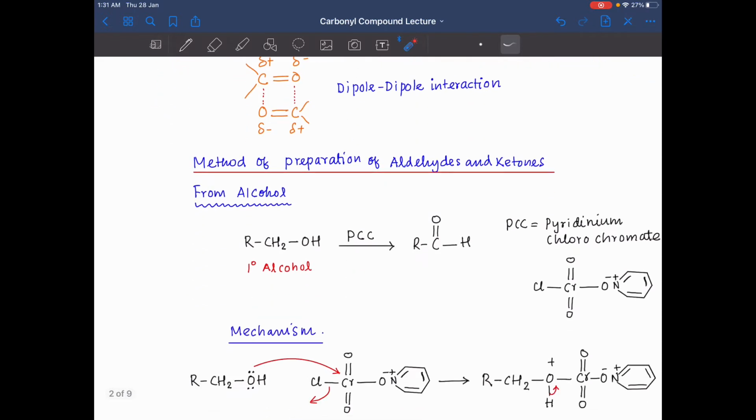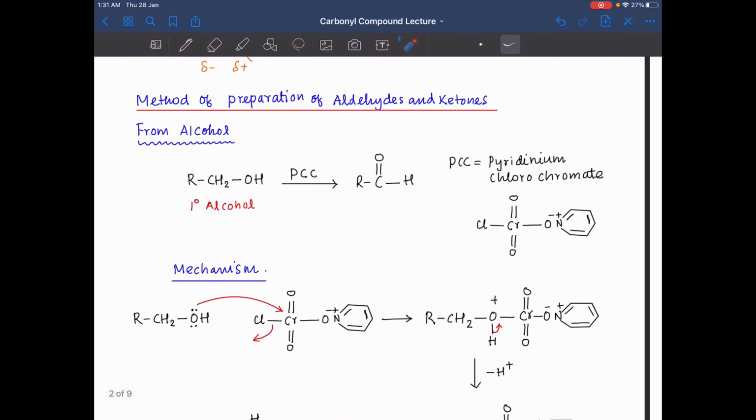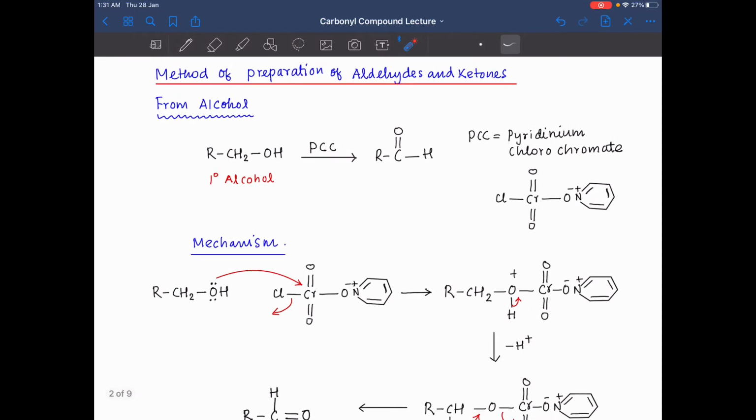Now we are going to study the various methods of preparation of aldehydes and ketones. The first one is from alcohol. From alcohol we can easily produce carbonyl compounds, ketone or aldehyde. So this is a 1 degree alcohol. If we oxidize this alcohol, we'll get aldehyde. A 1 degree alcohol, after oxidation, will give aldehyde. You can see that there is a free hydrogen, so that is basically an aldehyde.